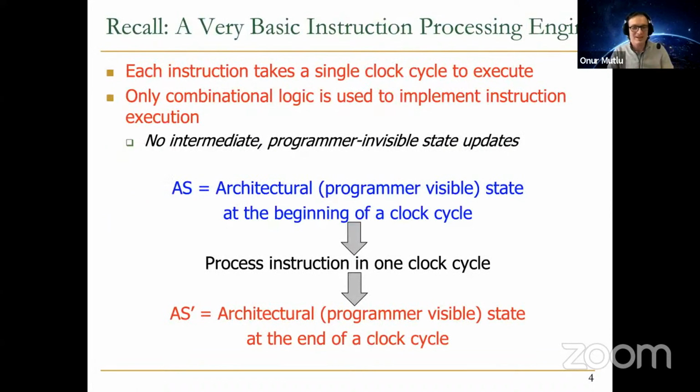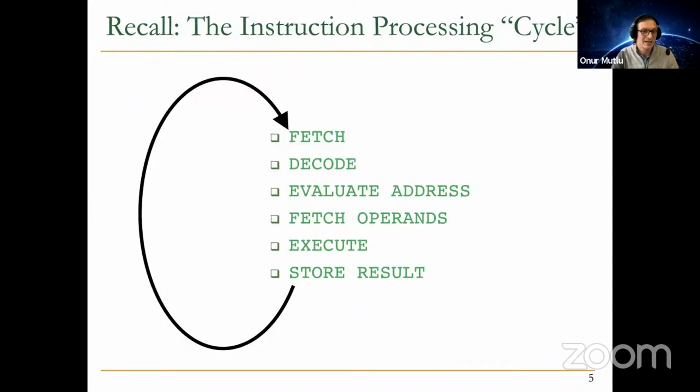Okay, so recall this is what we were doing. Essentially, we're building a basic instruction processing engine, a single cycle machine, where each instruction takes a single clock cycle to execute, and we use only combinational logic to implement instruction execution. And as a result, there are no intermediate programmable invisible state updates. Basically, you take the architectural state, you process the instruction in one clock cycle, and that produces architectural state prime. Just like what the von Neumann model dictates that we should do. So we're not violating any of that.